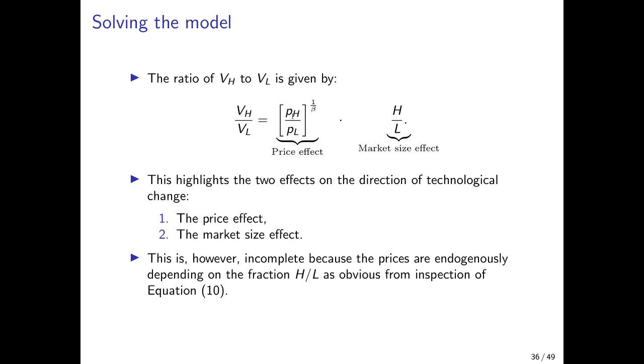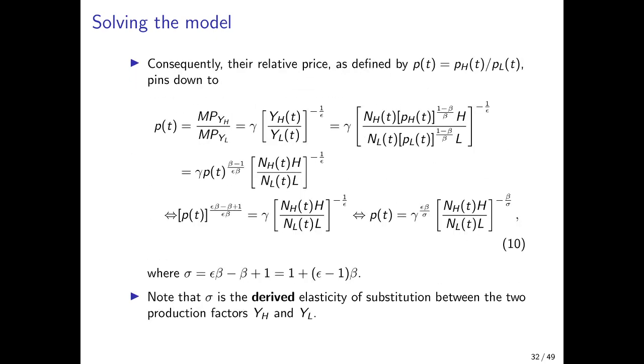So if the relative price of type H intermediates goes up, then this would imply that also the relative price of type H patents goes up. And a similar result holds true if the relative skill supply of H over L goes up, then also the ratio of the value of patents would go up. So the market size effect and the price effect. However, this is as of yet incomplete because the prices are endogenously depending on the fraction H over L, which is also obvious from inspection of equation 10, where we see that the prices are endogenous and depend on H over L. So that's the next thing that we have to solve for.